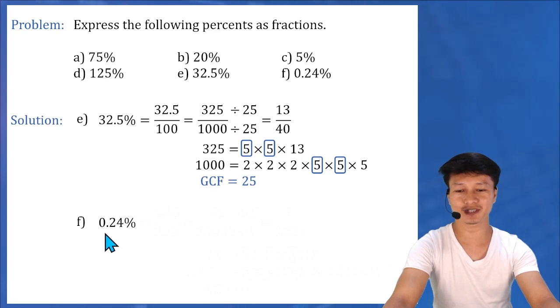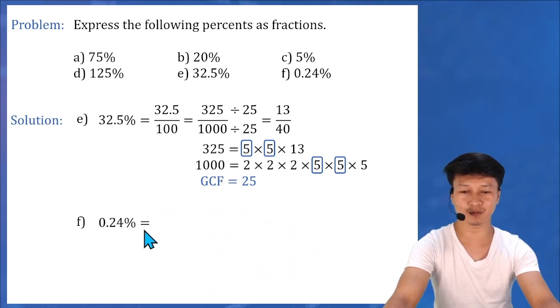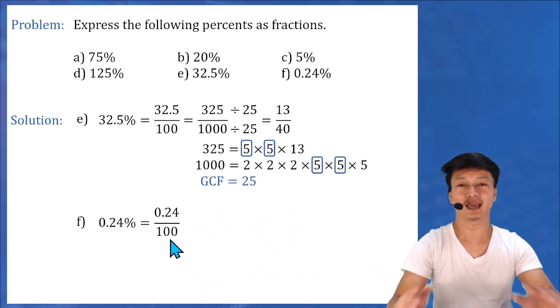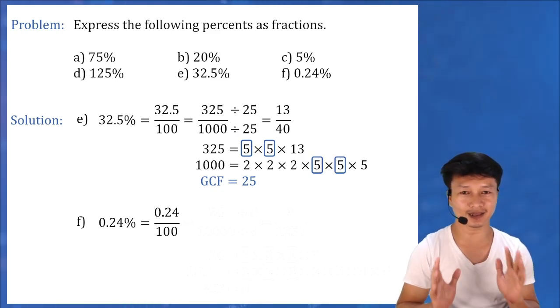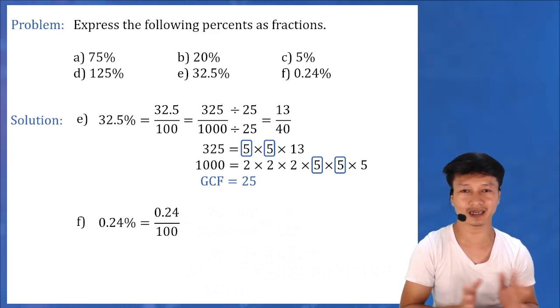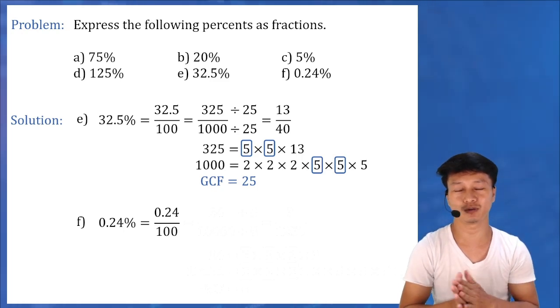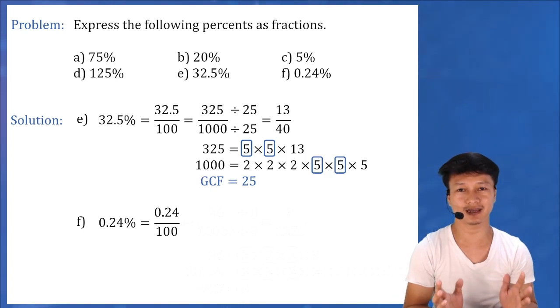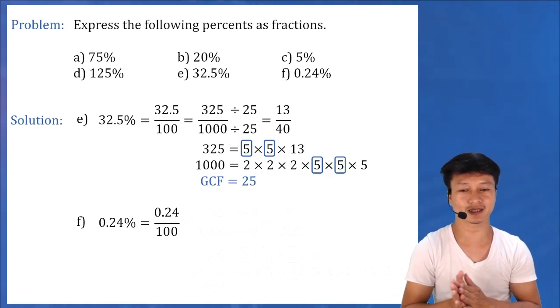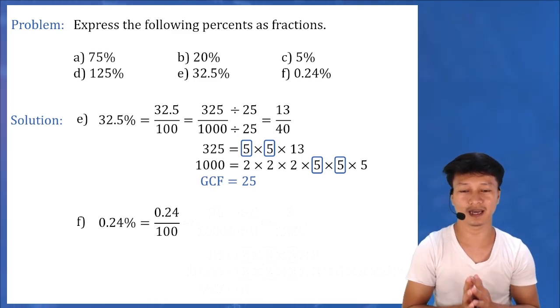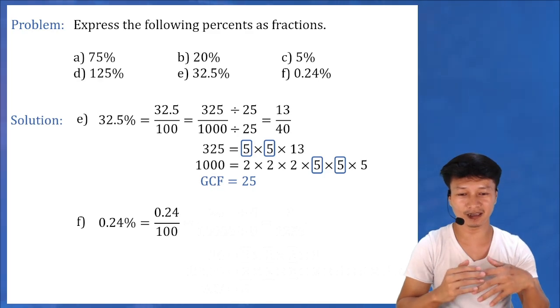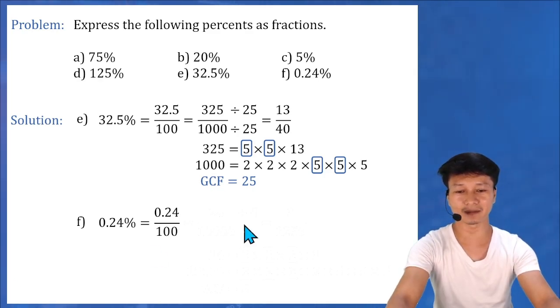And letter F, we have 0.24% is equal to, divide ulit natin 0.24 by 100, and once again, yung numerator natin ay decimal at hindi natin pwedeng isimplify directly. Mahirap yun, maliban na lang kung ganun na talaga kagaling yung bata sa mathematics na kaya niyang isimplify directly yung 0.24 over 100. Okay, pero generally, ganito gagawin natin.